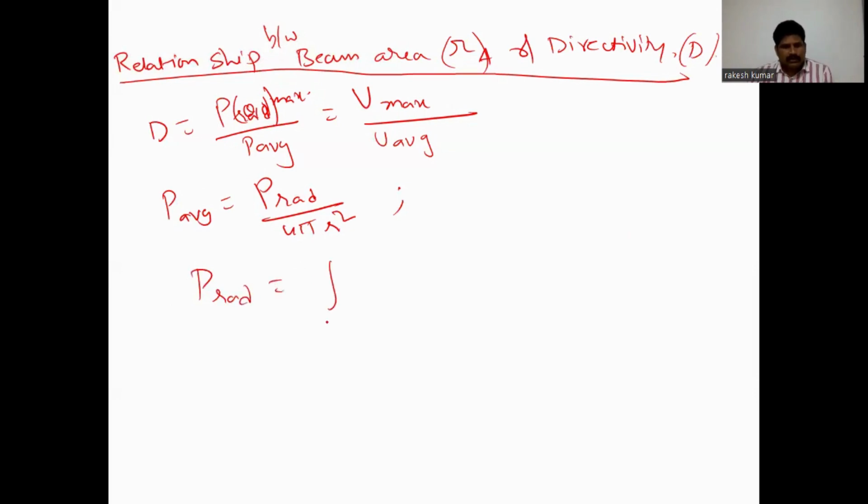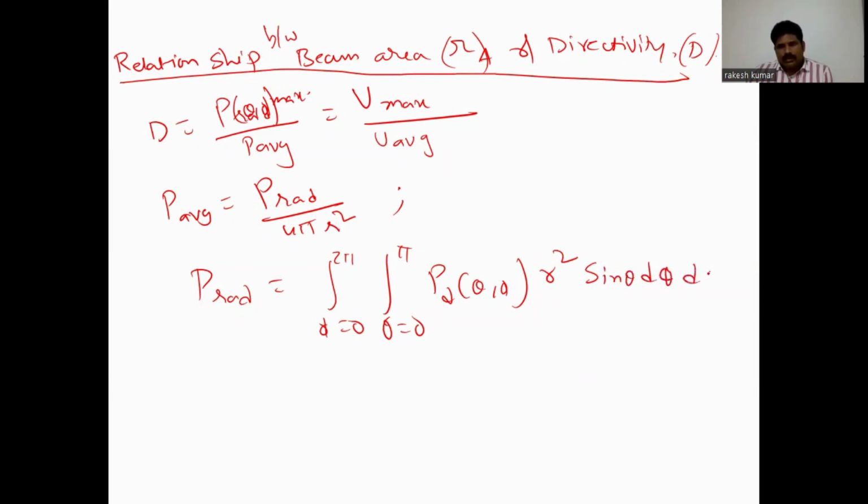Total power radiated is equal to the double integral, phi from 0 to 2 pi, theta from 0 to pi, of P(theta, phi) R square sin theta d theta d phi. Okay, so this is the expression. So P radiated is equal to P average into 4 pi.